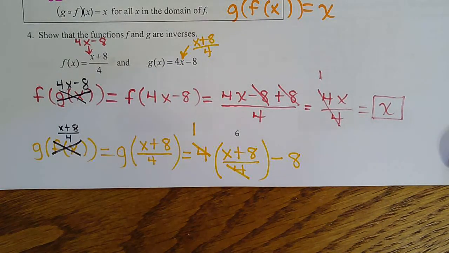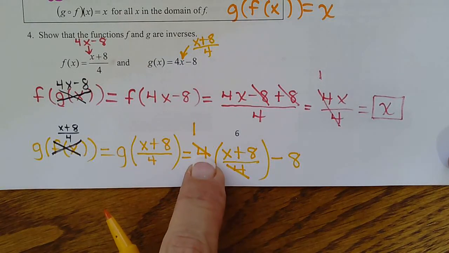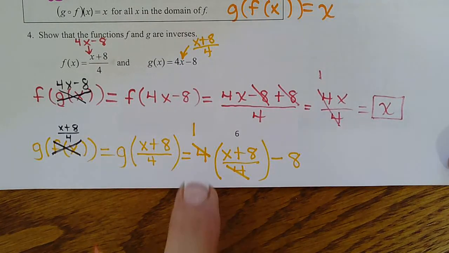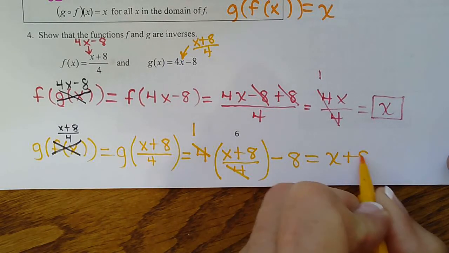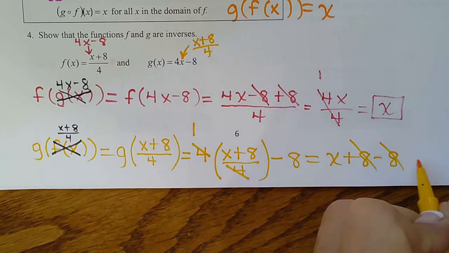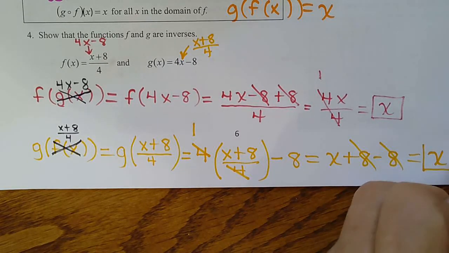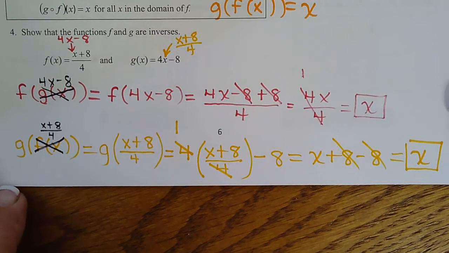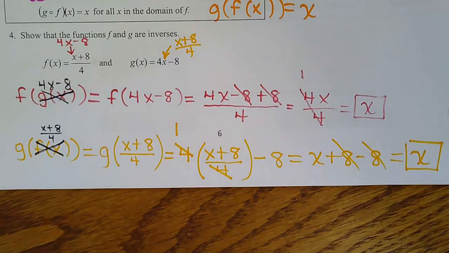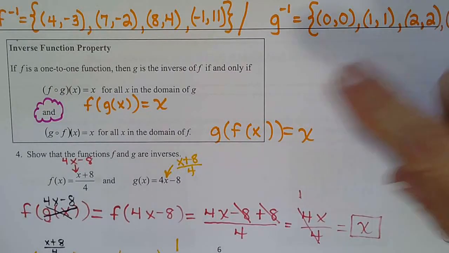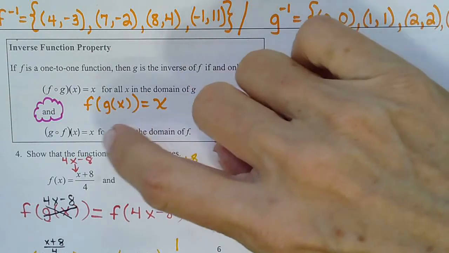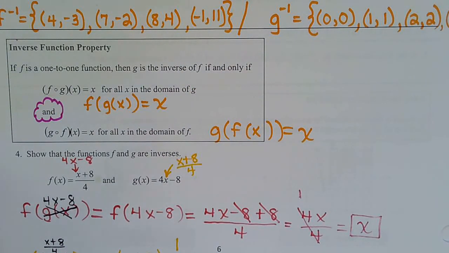Nice. Remember how I said inverses undo each other? Well, timesing by 4 and dividing by 4 are opposites. We learned that 4 divided by 4 is 1. So what do I have left? x plus 8 minus 8. Ding, ding. There we are. So I have just shown that those two functions are inverses, because when I did f of g of x and g of f of x, they both gave me x, which according to this property, if they both give me x, then the functions are inverses.